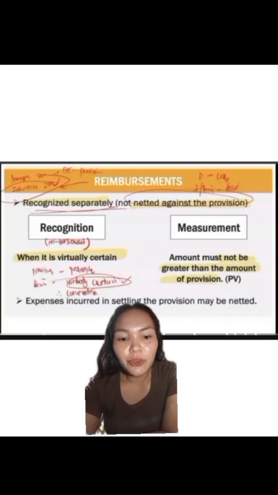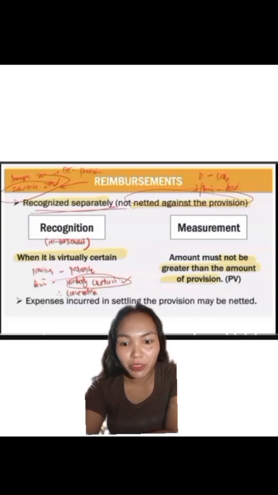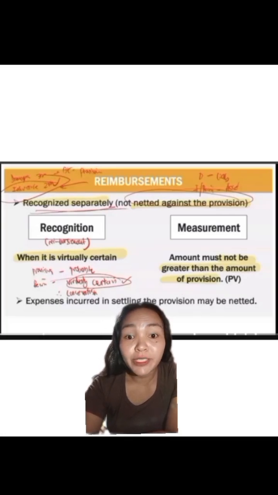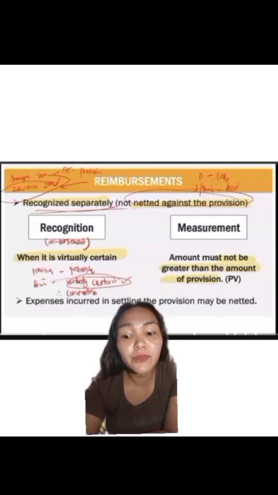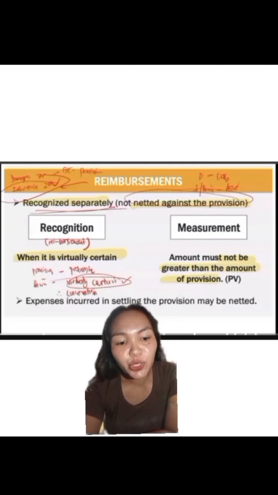So, as part of your measurement is your reimbursement. What is reimbursement? Naturally, provisions happen because of a future amount that you need to settle. Based on that, there can be reimbursement. So under this standard, it is provided that reimbursement must be recognized separately and you will not net it against the provision.